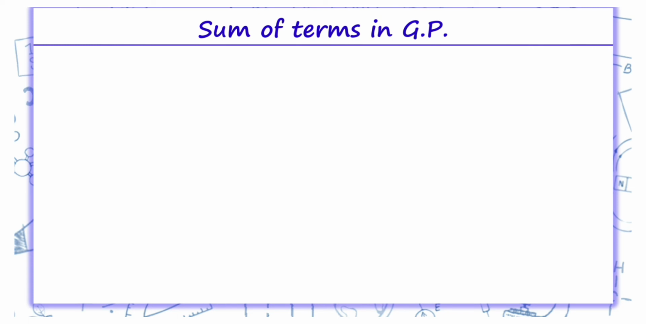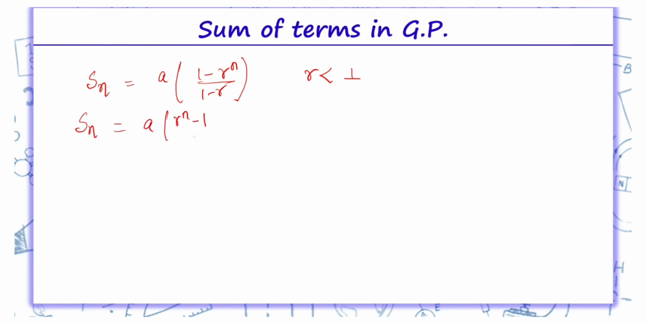Coming on to the next concept. Now we have to calculate the sum of the terms in GP. Let's suppose I am provided with a GP and they have asked us to calculate the sum. So when we calculate the sum, the formula of the sum of n terms comes out to be A into 1 minus r to the power n upon 1 minus r, for r smaller than 1. But when r is greater than 1, it becomes A into r to the power n minus 1 upon r minus 1.